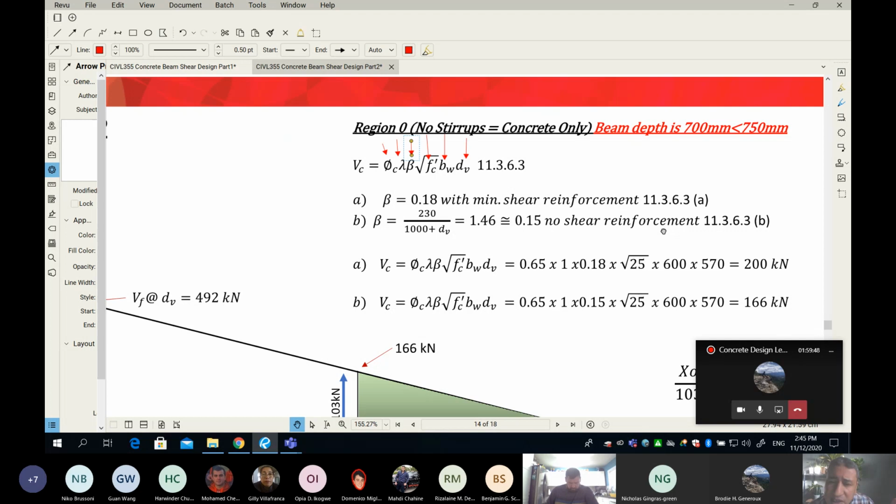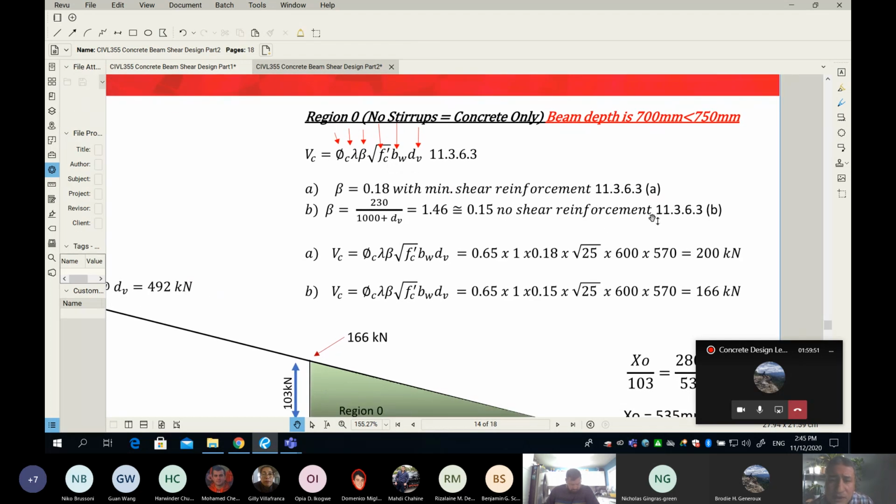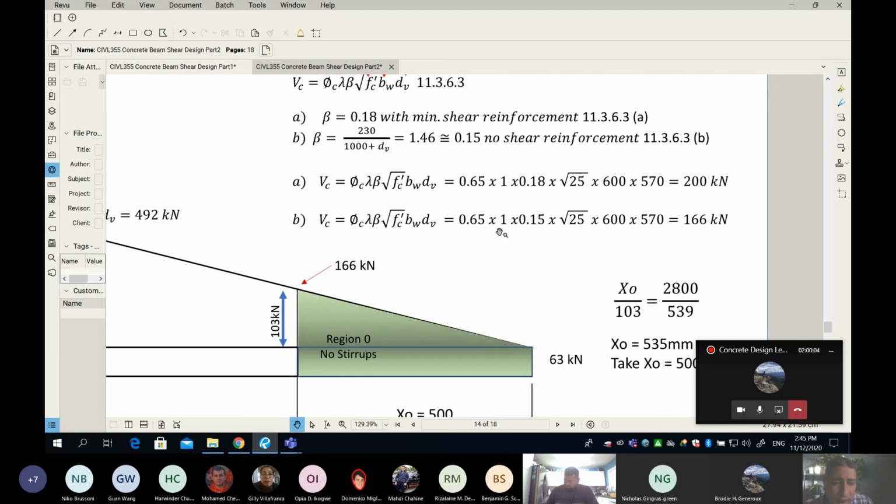So if you have in any beam section or part of the beam that contains minimum stirrups, then I use 0.8. Anywhere I don't have any stirrups or have less than the minimum, I use 0.15. I'm asking you, in zone number 0, which one?